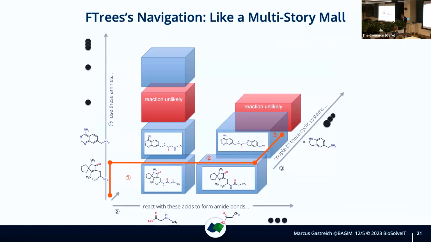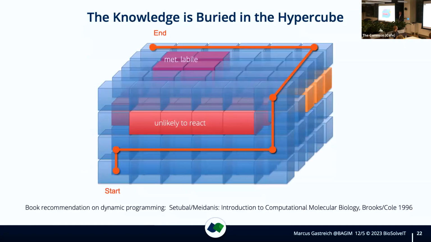So the knowledge about what's doable and what's not doable is essentially in this hypercube of possibilities. You can imagine, I'm drawing it here to get this a little bit more balanced. We have an area where things are not likely to react or cannot react, so we don't even have to touch this. What this means for us in the computation is that we don't even have to look at all these other parts, and that makes it so fast.